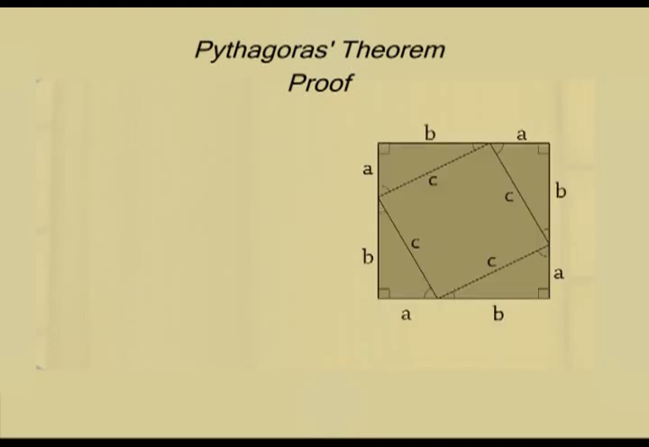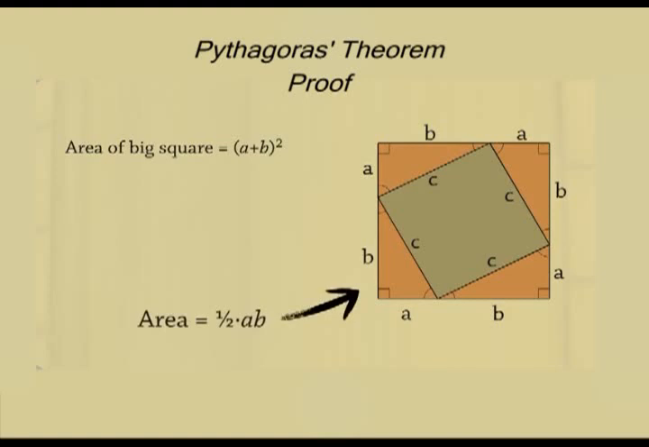The lengths of the sides of this square are a plus b, and so the area of the big square is equal to a plus b squared. There's another way of finding the area of this square. We can add up the area of the 4 triangles and the small square in the middle. Remember, the area of one triangle is equal to a half base times height, and so the area of one triangle is equal to a half a times b. The area of the small square is equal to c squared.